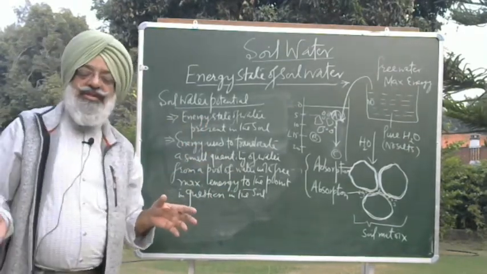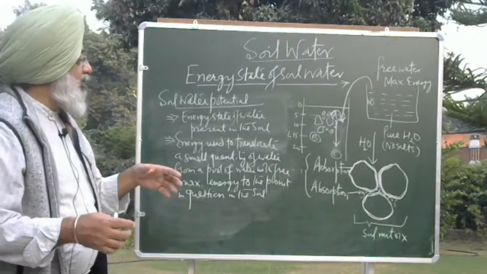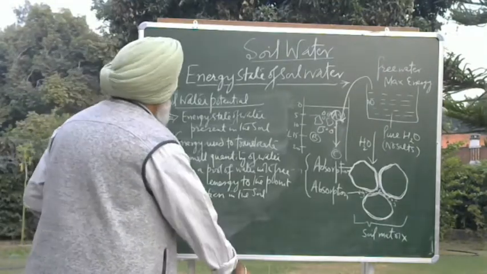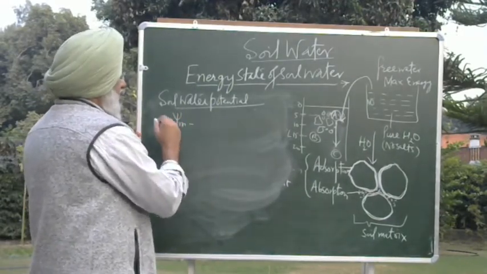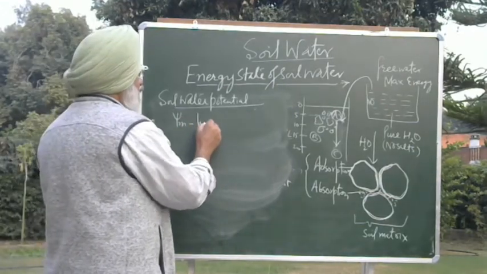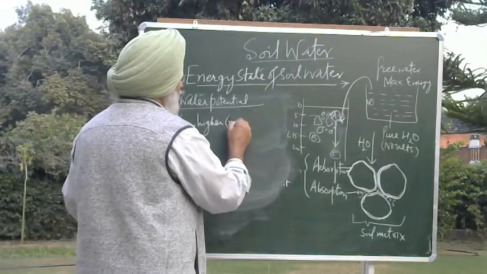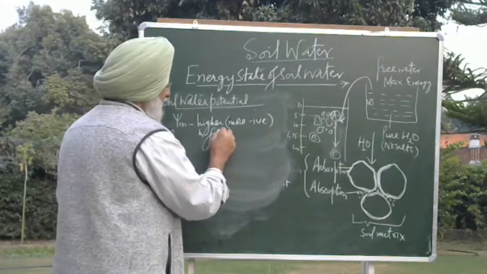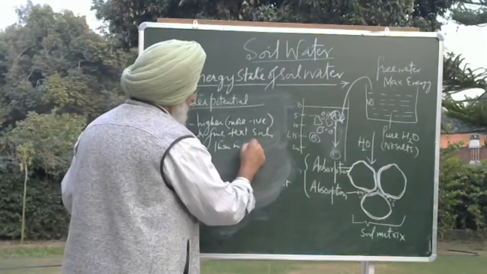But the simple definition is the energy state of water present in the soil during a particular time at different states. When I say soil magnetic potential, it will depend upon whether your soil is coarse textured or fine textured. So, let us see how it will affect. This magnetic potential will be higher, and higher means more negative, in fine textured soil than in coarse textured soil.